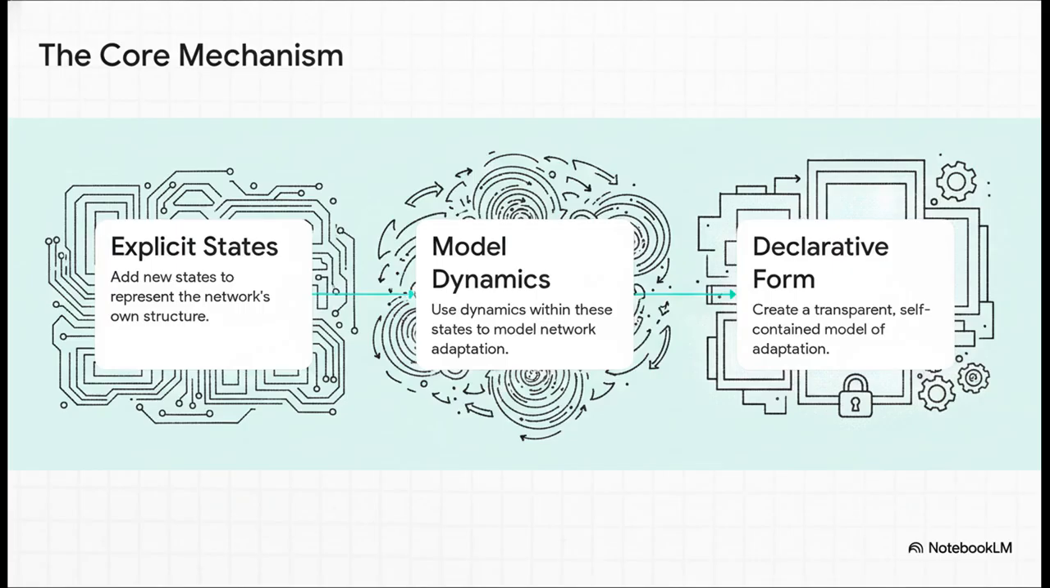Second, any changes or adaptations aren't some mysterious external process anymore. They're modeled as activity happening within these new states. And the end result? You get what's called a declarative model, a system where the rules for how it changes are totally transparent and actually part of the system itself.